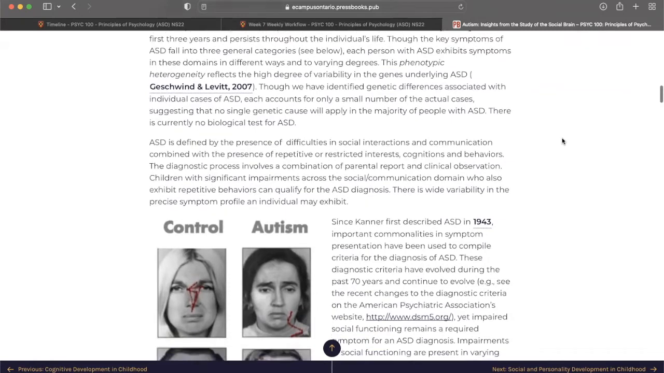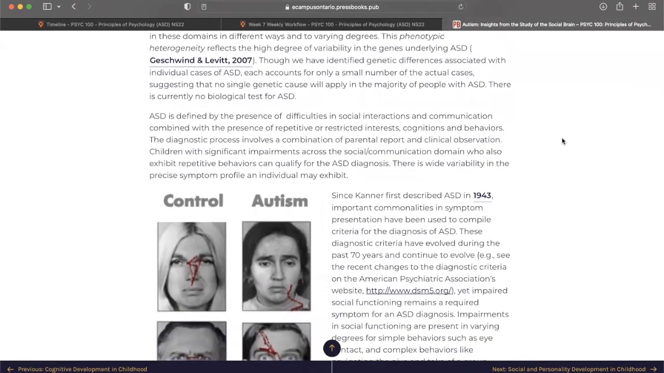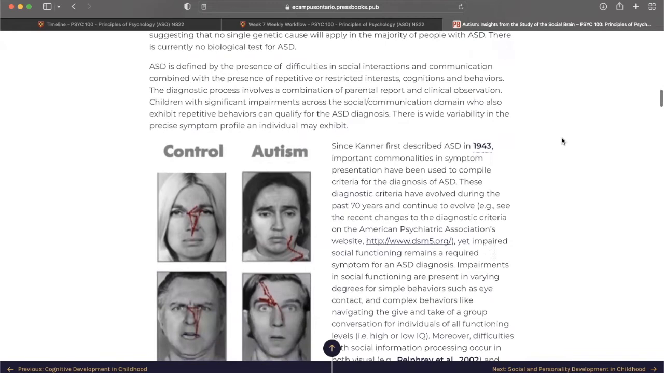Though we have identified genetic differences associated with individual cases of ASD, each accounts for only a small number of the actual cases, suggesting that no single genetic cause will apply in the majority of people with ASD. There is currently no biological test for ASD. ASD is defined by the presence of difficulties in social interactions and communication, combined with the presence of repetitive or restricted interests, cognitions, and behaviors.